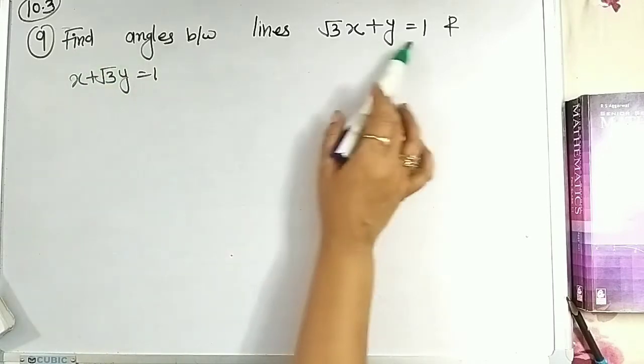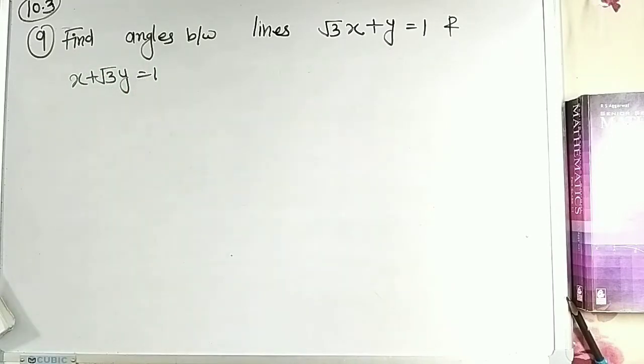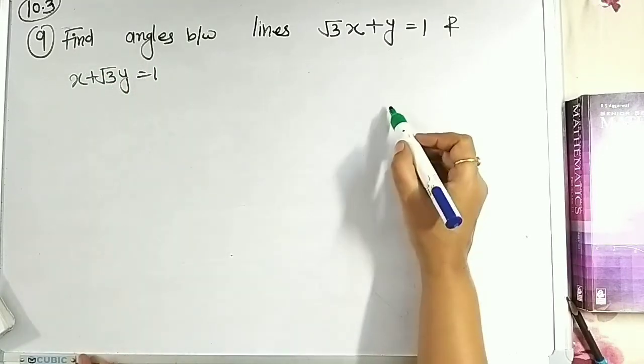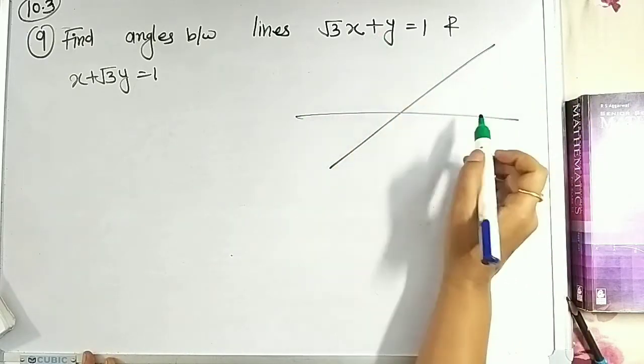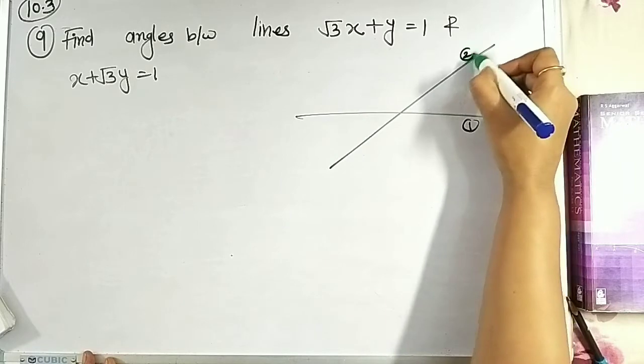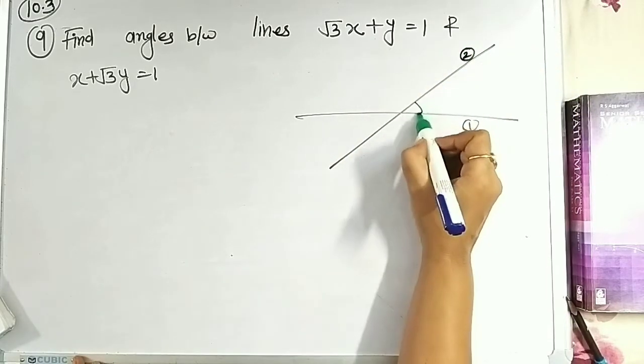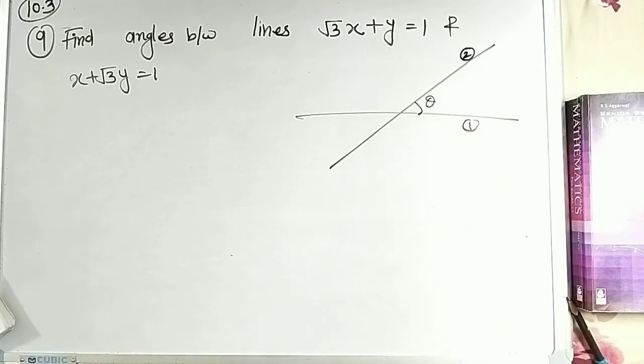This is 9th question. It says angle between this line and this line, you have to find out. It's a very interesting question. The two lines are given. This is first line, suppose, and this is second line. Okay, and they are interested to find out the angle theta.